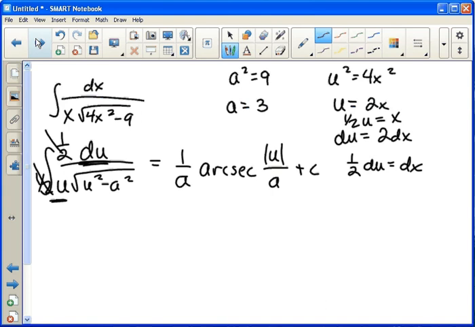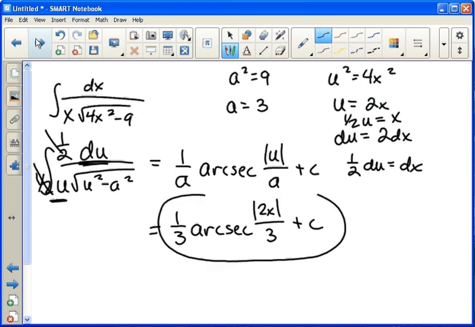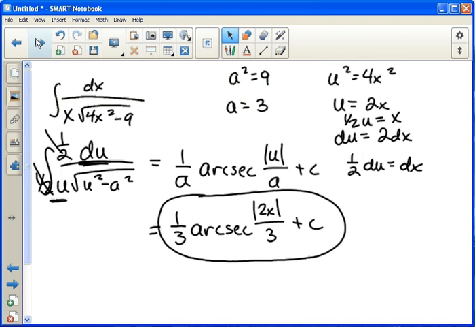So because they cancel out, we just use the rule straight up as it is. We do 1 over a, which is 3, arcsecant of absolute value of u, which is 2x, over a, which is 3. And that will be our answer. So that gives you an example of one of each type of these. The good news is we don't have a whole lot of simplifying to do like we did with the derivatives. So hopefully these will be pretty good for you.